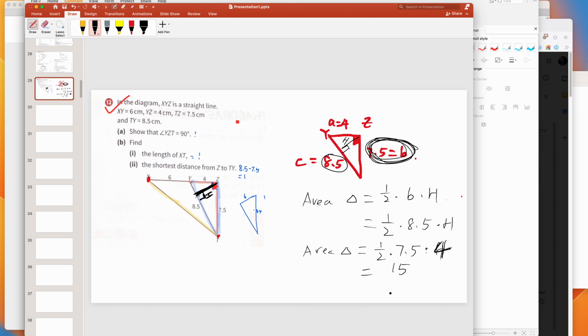So can you see that actually you can use different methods to find the area of triangle. This one, method 1. This is method 2. So method 1, to find the area of triangle, you use what? You use C as the base. Alright? Then for method 2, you use 7.5 as the base.